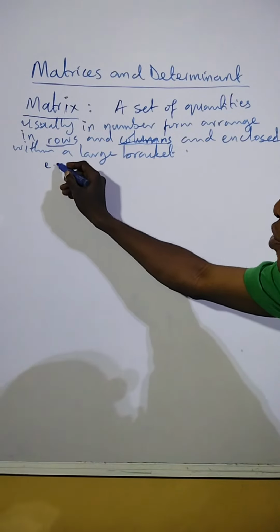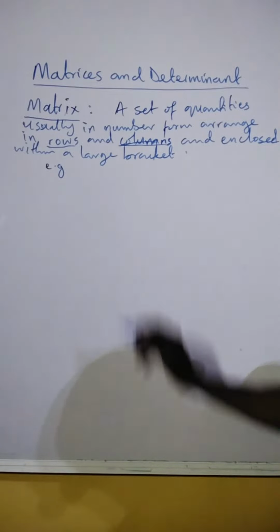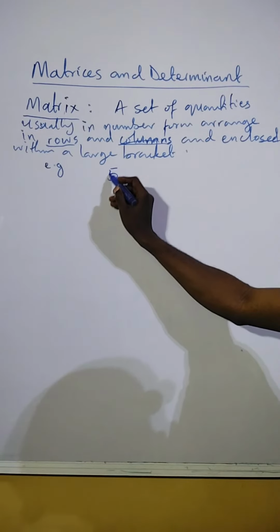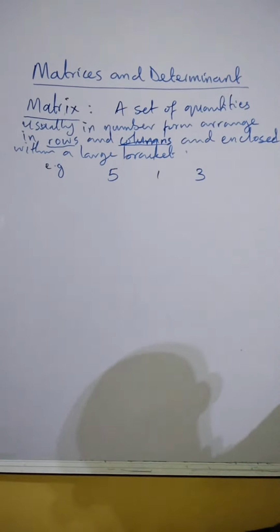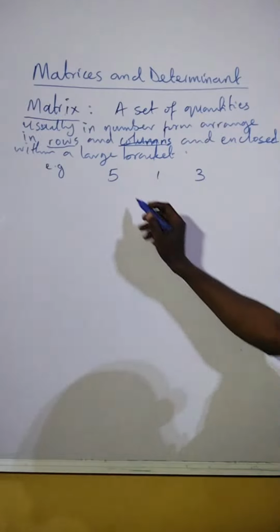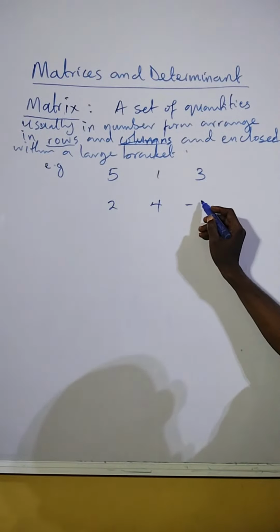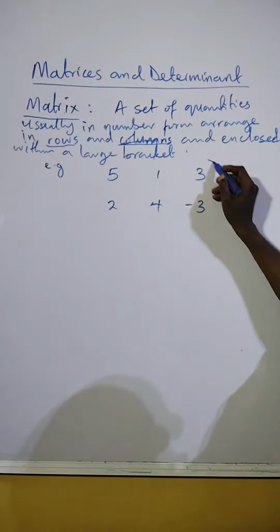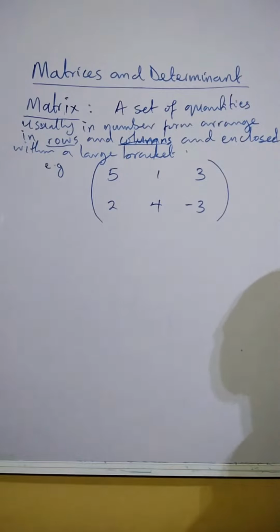So let's have an example here. For example, we have a matrix. Here we have these numbers arranged: 5, 1, 3. Then also we have 2, 4, minus 3, enclosed in a bracket like this. So this is a matrix.